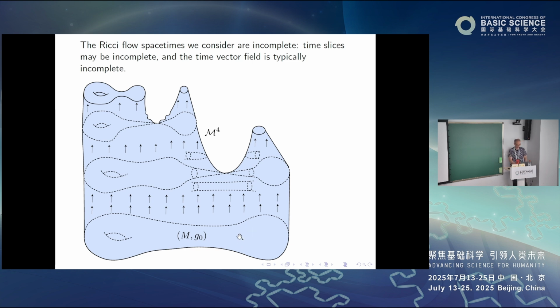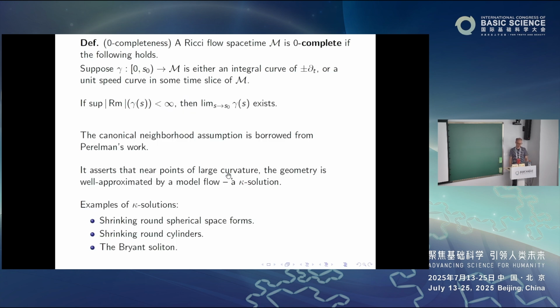Also, if you take a point on the initial time slice and follow the time trajectory forward, if you pick the point properly, it will go right into the singularity. So that trajectory is also incomplete for the time vector field. This is part of the setup. So we have a replacement for the completeness notion, which we call zero completeness. Basically it says incompleteness can happen, but if you stay in the part with controlled curvature, it won't happen.